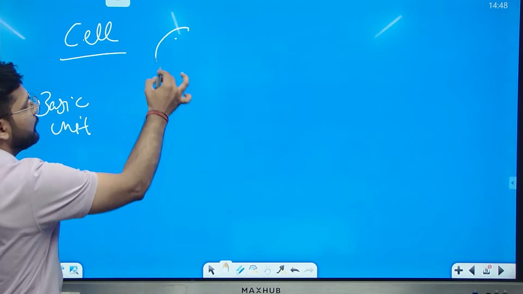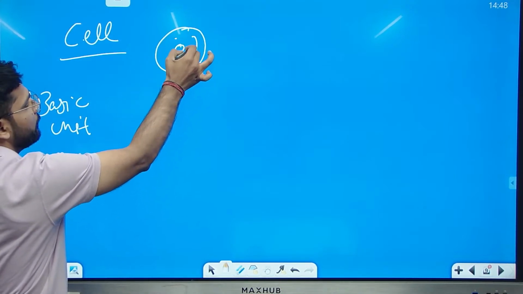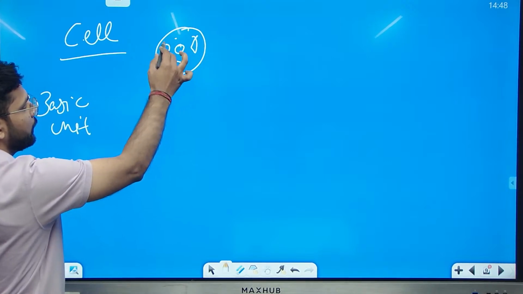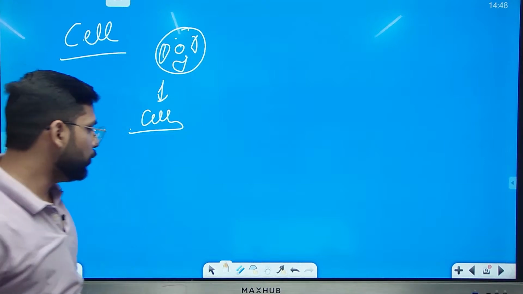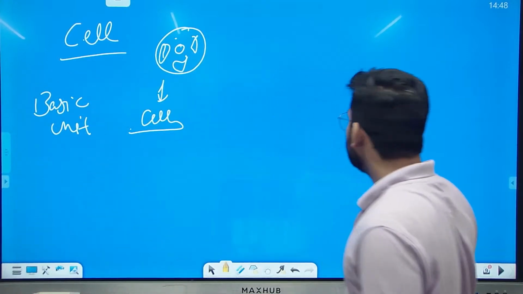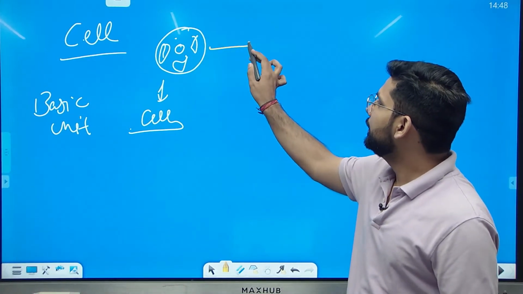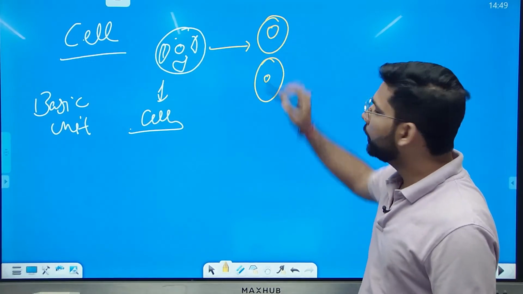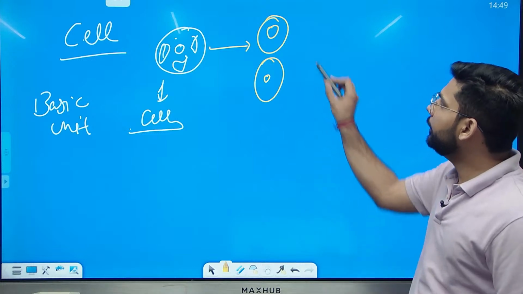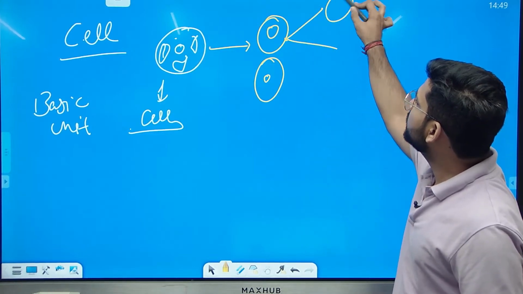Let's consider this is a cell having the nucleus and different kinds of bodies in it. In normal human beings, these cells are continuously dividing. Again, then these cells will divide.